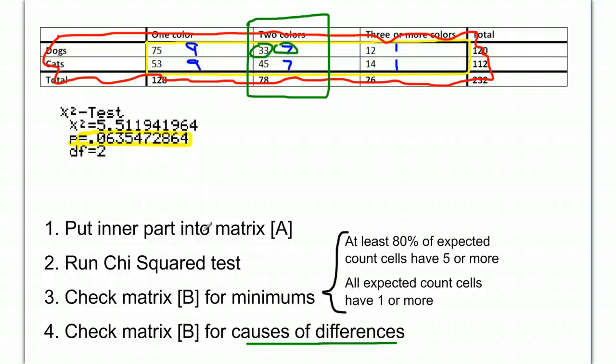So you put your data in, you get your p-value, check that your minimum conditions were met. If they were, you can continue and try to figure out what caused the difference. If they were not met, then you would just throw out the test and say you are not allowed to do the test.